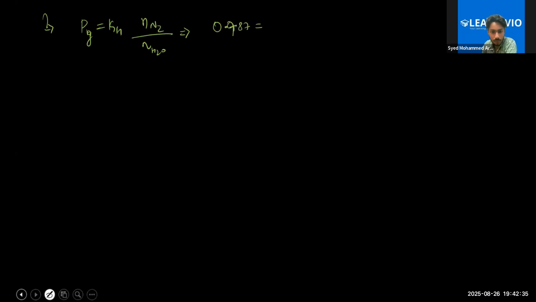Let's see. The formula I'll use is the number of moles of N2 divided by the number of moles of H2O. And if you see, 0.987 equals KH, which would be 76.28 into 10 to the power of 3 because it is in kilobar, times N2 over N H2O, which is 55.5. This is my number of moles of water.